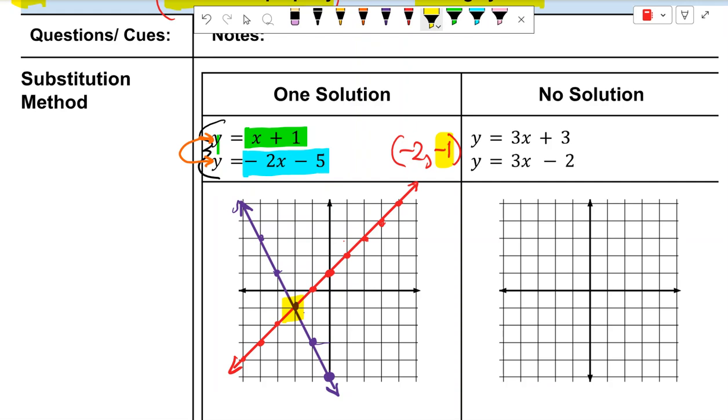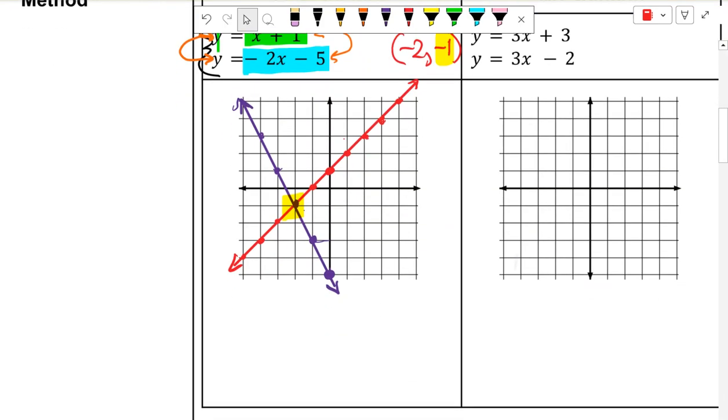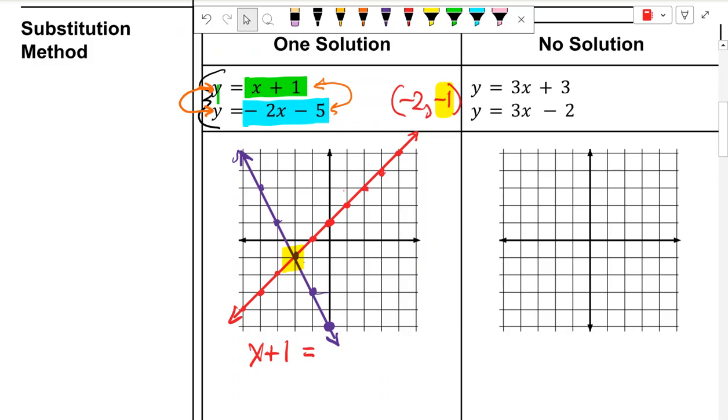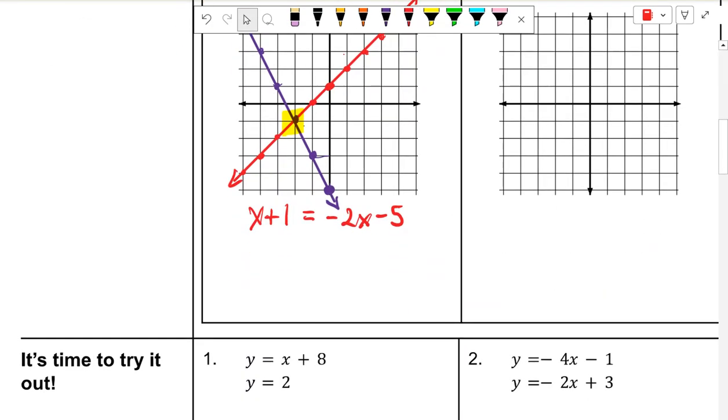Then that means this value, x plus 1, is the exact same thing as negative 2x minus 5. That's just a rational thought. So let's take that rational thought down below here. We're going to write x plus 1 is exactly equal, what did we say? To the blue one, negative 2x minus 5. Now when you write that equation, you see that the y's are now gone.